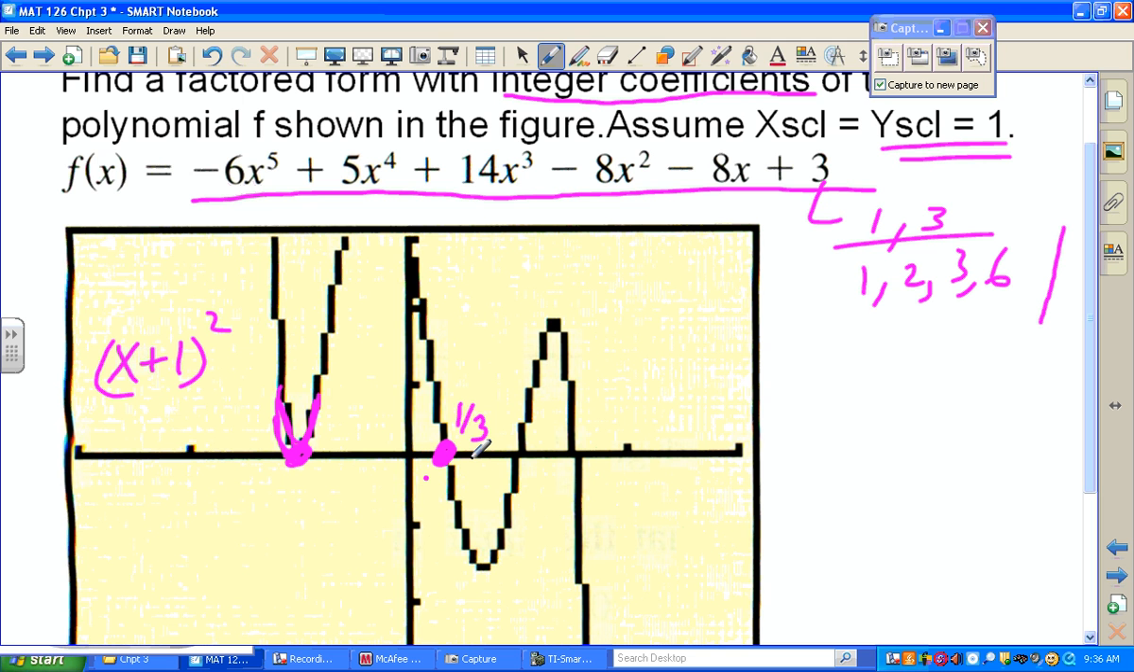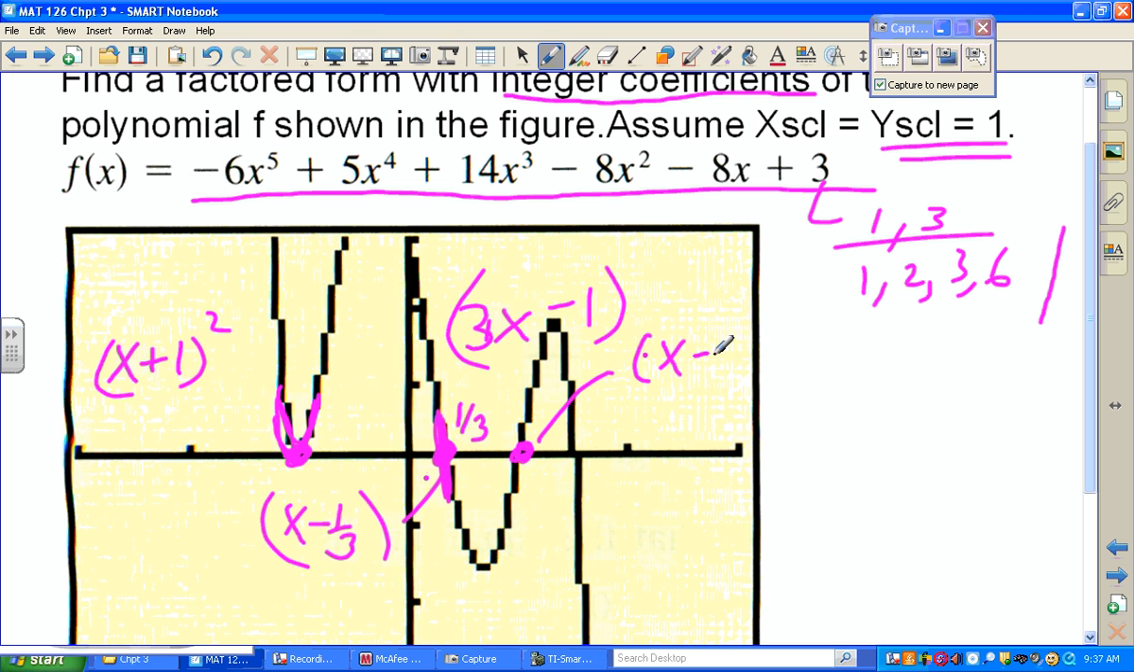How do you write 1/3? 3x plus 1? I don't know. Most people just write x plus 1/3, but you take the denominator, put it in front of the x, so it'd be 3x minus 1. Now, is that to the first? Yeah, because it just crosses like a line. What do you think this one is right here? 1. That's pretty easy. X minus 1.